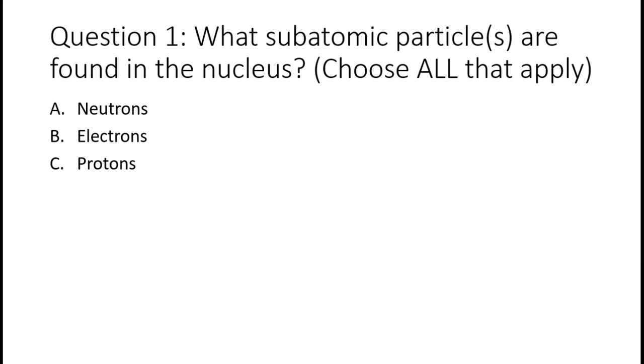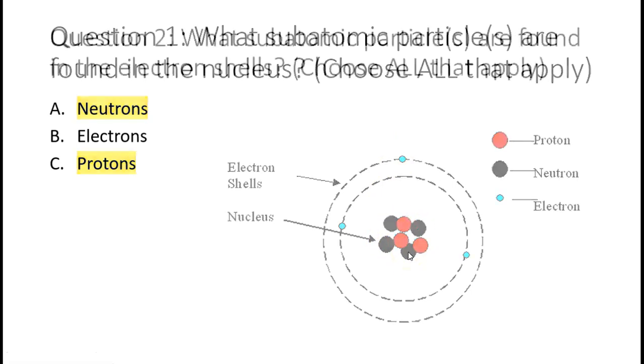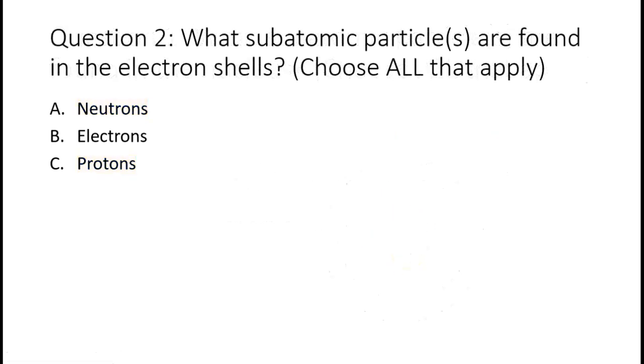Question 1, what subatomic particles are found in the nucleus? Choose all that apply. There are 2. The neutrons and the protons are found in the nucleus. That's the center part. That's the center here. Question 2, put the video on pause, give the question a try, and then come back and push play.